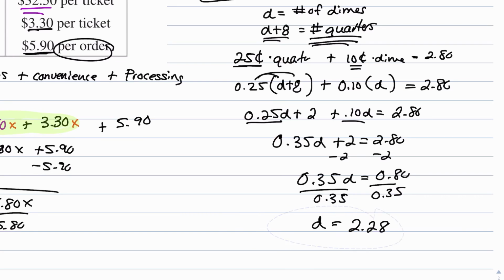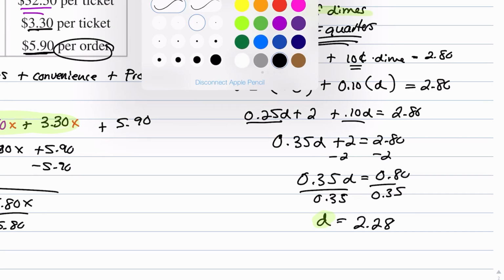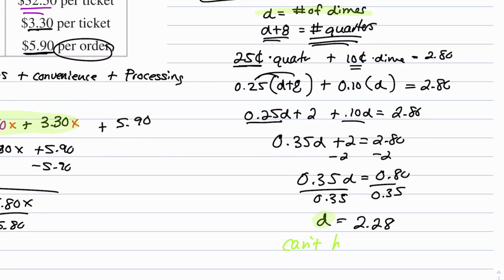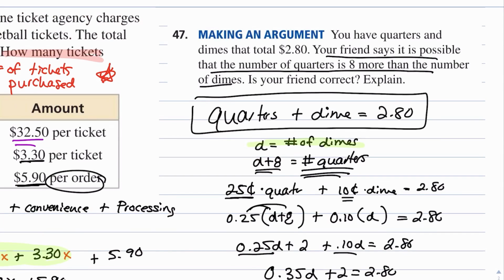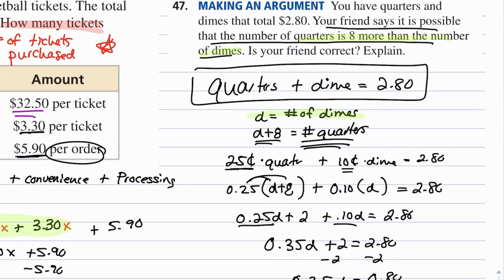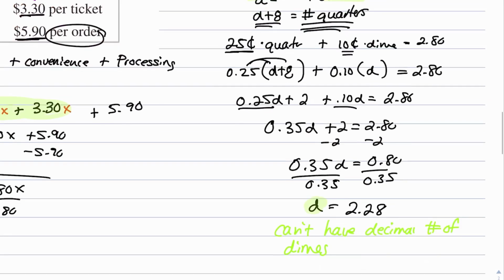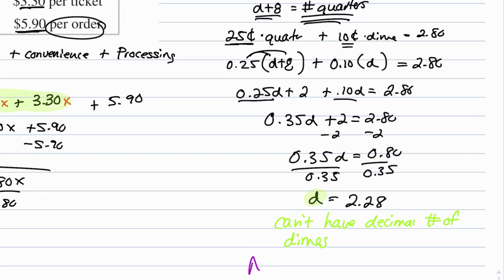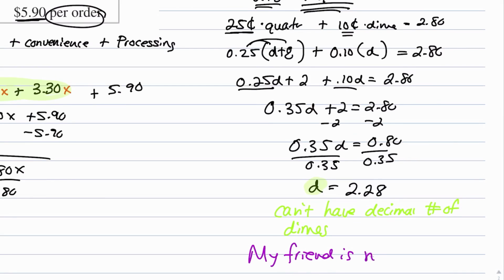Now, okay, that math was great, but what was D? D was supposed to be a number of dimes. We can't have a decimal number of dimes. So what does that tell us? Well, it tells me if I do what my friend said, if I assume that there was 8 more quarters than dimes, that means there was an awkward number of dimes. There was a decimal value of dimes. So that means my friend can't be true because if there was 8 more quarters than dimes, I wouldn't be able to get $2.80. So my friend is not correct.